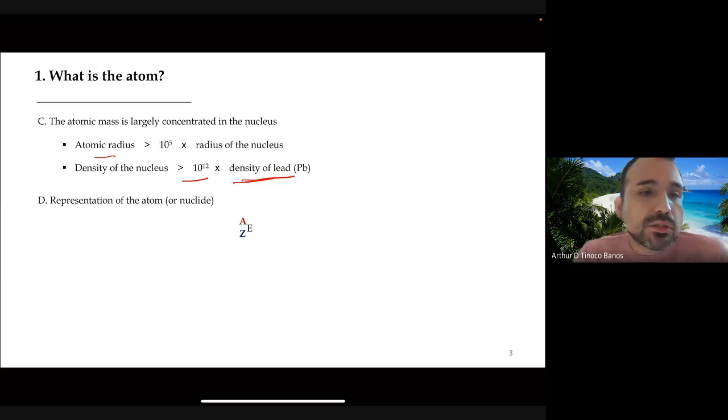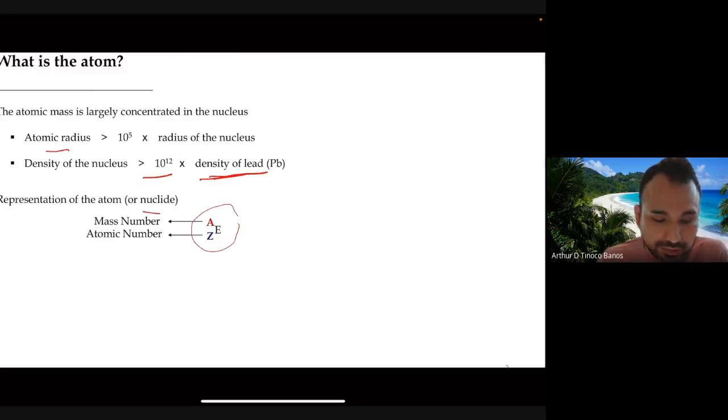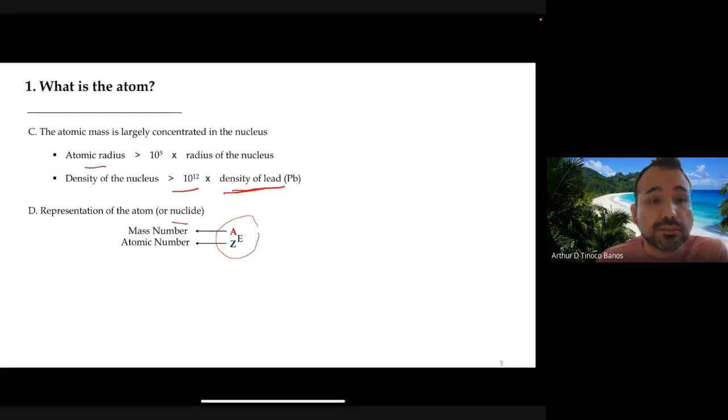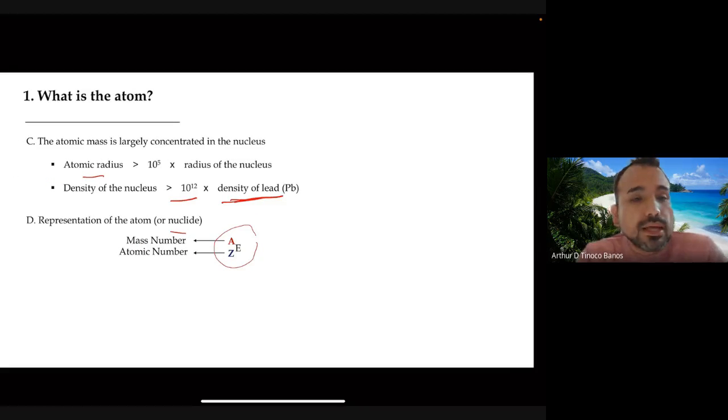All right. So when we're representing the atom, or if you want to look at it from this other terminology, the nuclide, we use the specific representation here, where E is the symbol for the element, and then we have the letters Z and A. All right, so let's remind ourselves what those particular symbols mean. Z stands for the atomic number, and A stands for the mass number.